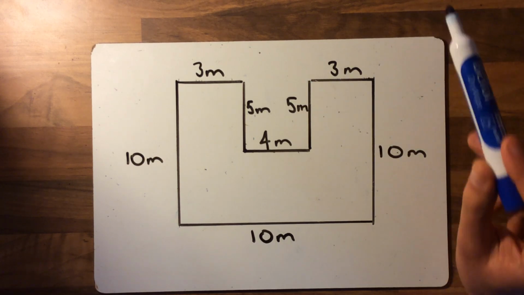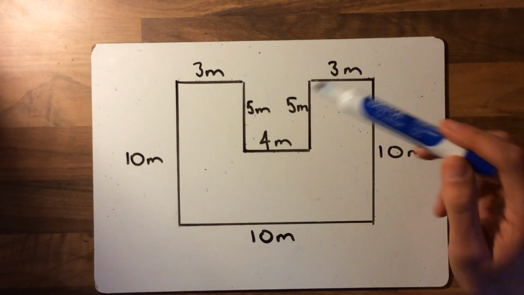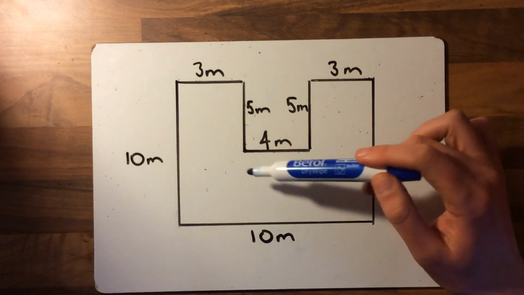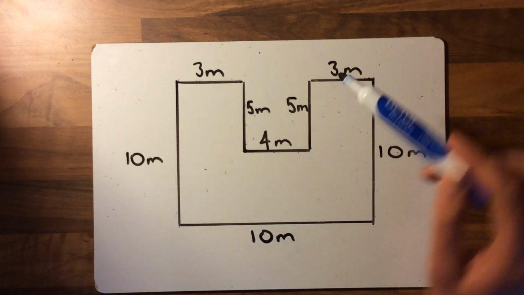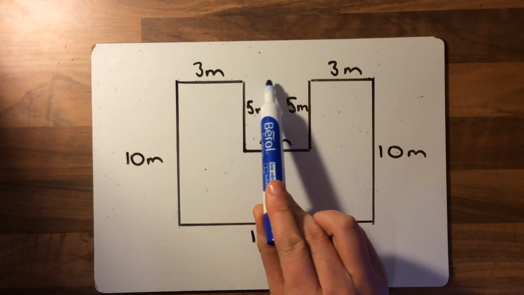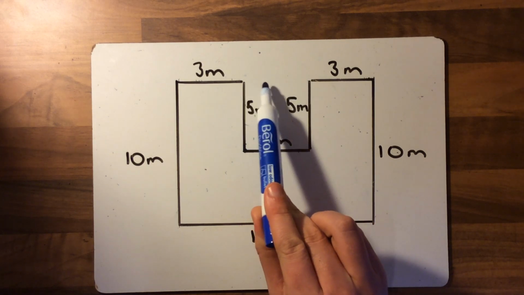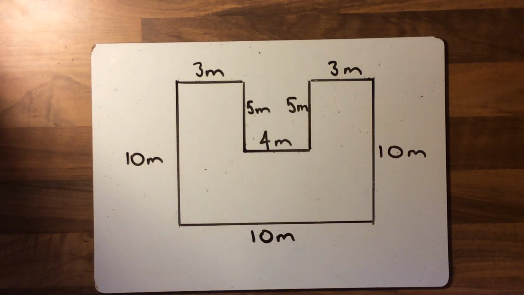So again, there are different ways you could do this. You could split the shape up. This time you might have to split the shape up a couple of times, or you could create one big shape by putting a dotted line across there. So could you pause the video there? Could you have a go at calculating the area to this shape? Okay.